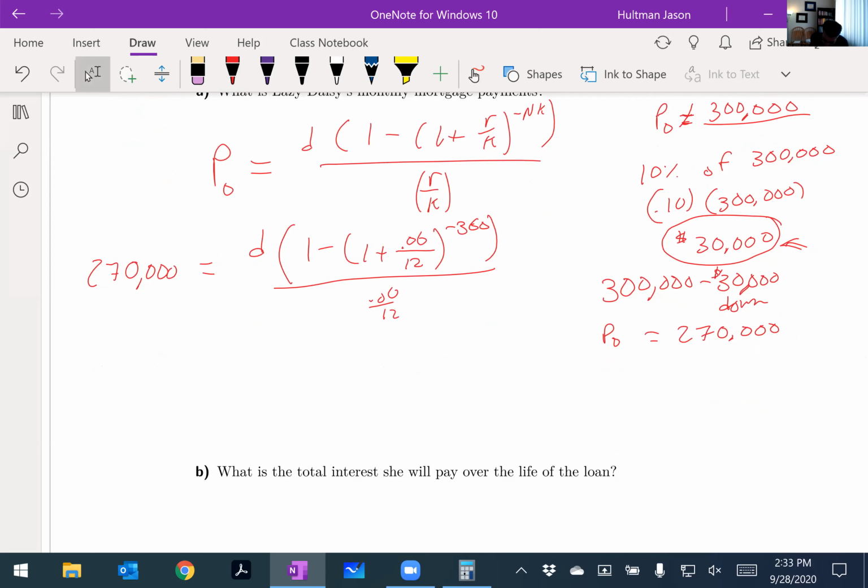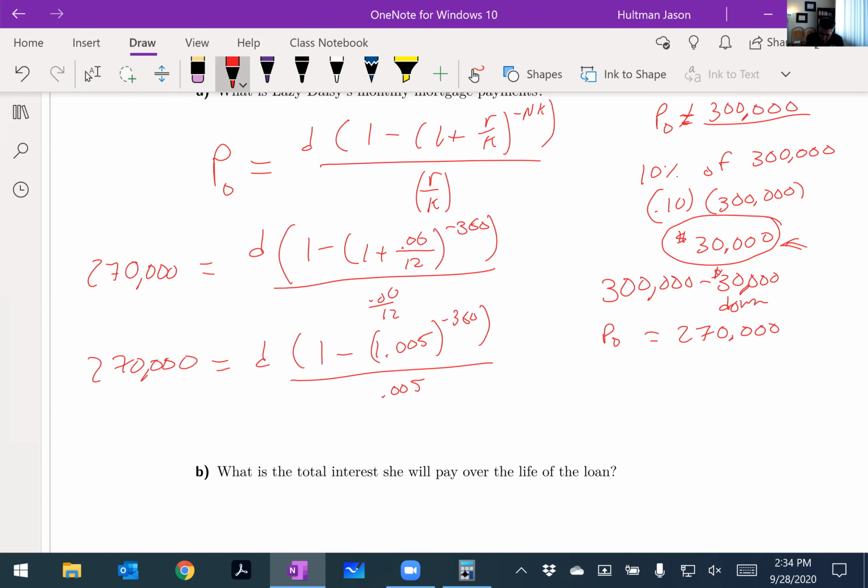Let me clean this up just a little bit. Let me get D times 1 minus 1.005, that's 0.06 divided by 12, raised to the negative 360th power, all over 0.005. And that equals $270,000.